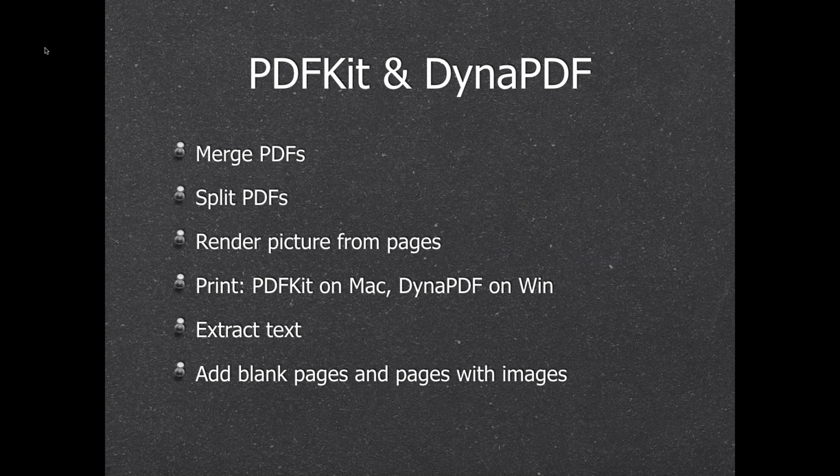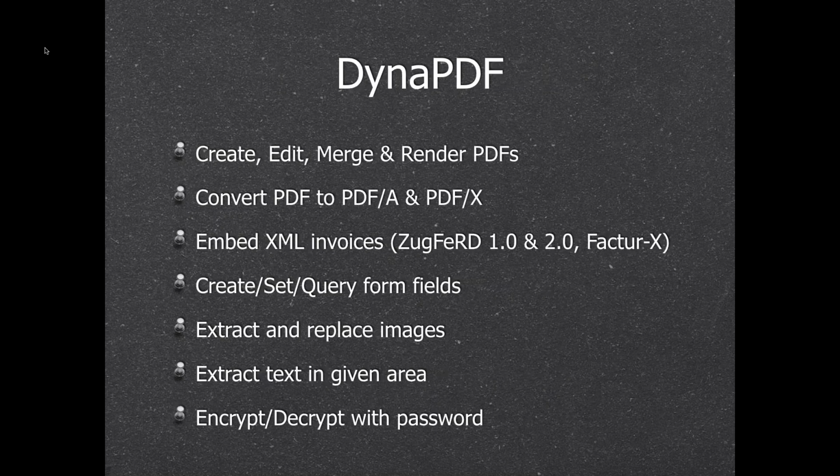Both can do the basic PDF functions like merge PDF, split PDF. You can render pictures from pages, for example, if you want to show them in WebDirect without relying on a browser plugin. You can print PDFs directly to the printer on Mac with PDF Kit, on Windows with DynaPDF. You can extract the text of a PDF, put it in a field for full text search, or you can add new pages or pages with images.